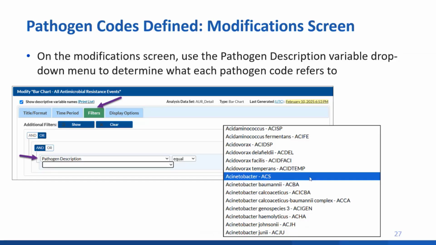So I'm going to spend a few minutes to show you how to determine what the pathogen codes like ACS stand for. One way is by using the modification screen of the AR events bar chart. In the modification screen, go to the filters tab and select the pathogen description variable. You can use the drop-down menu to determine what each pathogen code refers to. For example, I have highlighted here that Acinetobacter is represented by ACS. Just below that, we can see that Acinetobacter baumannii is represented by ACBA.